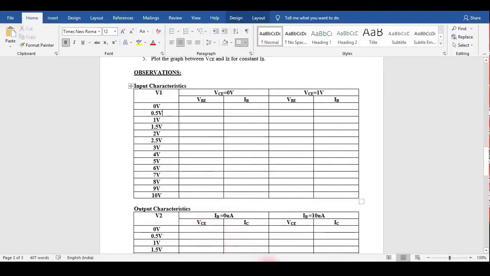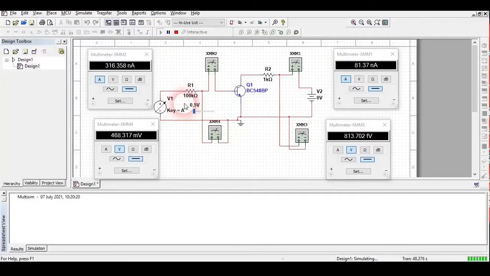Now I am again going to increase the value. Just see here, when you increase this value, the values of IB and VB are changing. Here this multimeter is showing voltage in picovolt, 9.195 picovolt, this VC. This picovolt is very low, so we are not going to consider it.